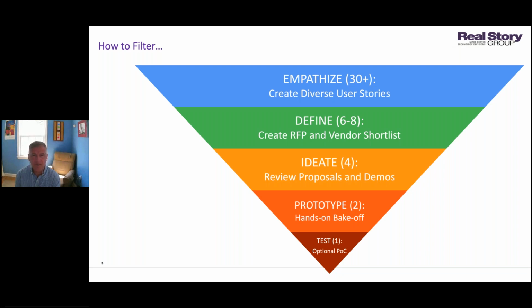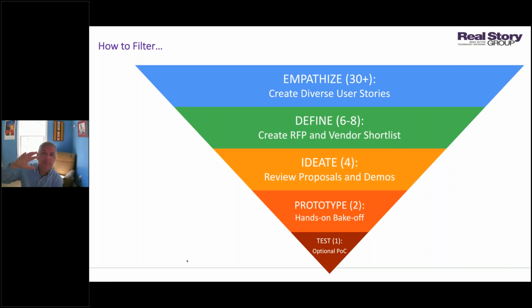You can come down to a short list of maybe 6 to 8 vendors. Then you review proposals and demos, ideally get down to 4 vendors. Again, the proposals and demos are based primarily around your stories. You're going to modify these over time and then ultimately get to a hands-on bake-off with 2 finalists. And I'll talk about the bake-off in a minute, really critical piece. You optionally may then want to do some security or integration or other testing with a single finalist that's going to be a little bit more involved.